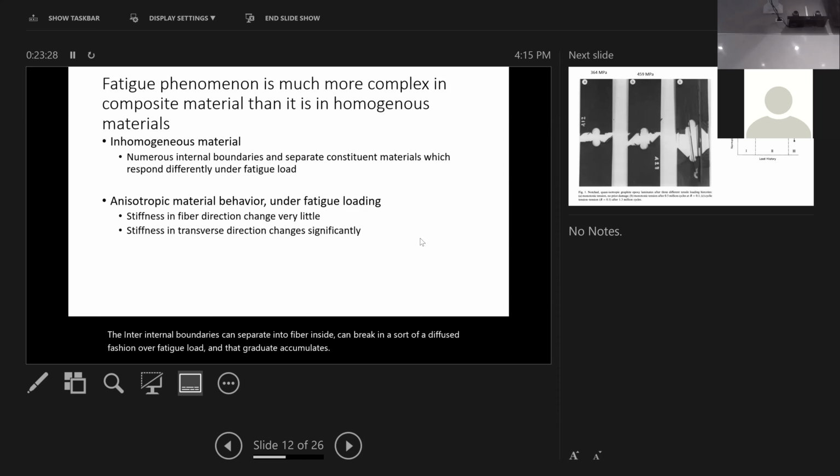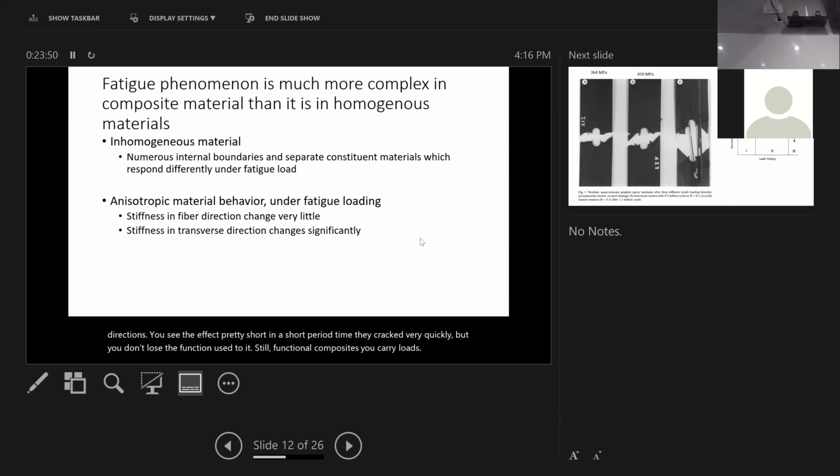The composite is also strongly anisotropic, especially carbon fiber composites. One direction is very, very strong. You can put a fatigue load there and you don't see much difference. If you put fatigue load in the matrix direction, you see the effect in a short period of time. It cracks very quickly, but you don't lose the function. You still function as a composite. You still carry loads.